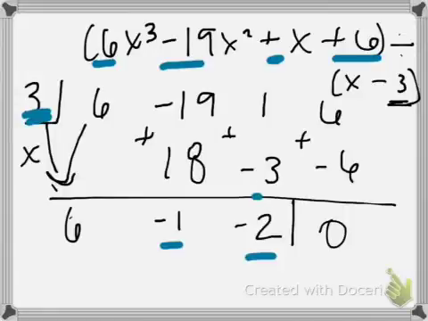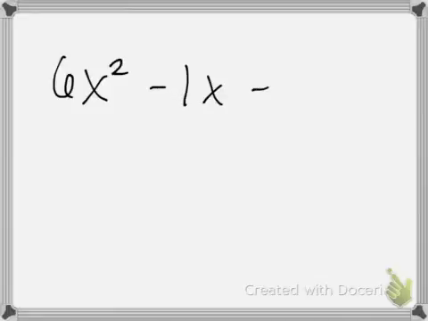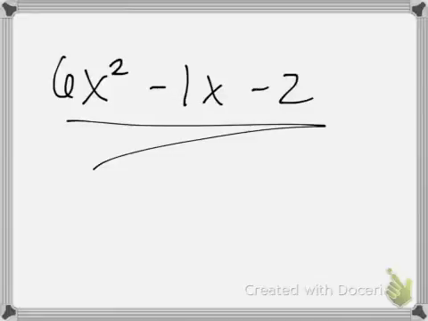So then you take these three numbers, and you can make your new coefficients. So then it would be 6x squared minus 1x minus 2. So then that would just be your new equation, a lot simpler and a lot easier.